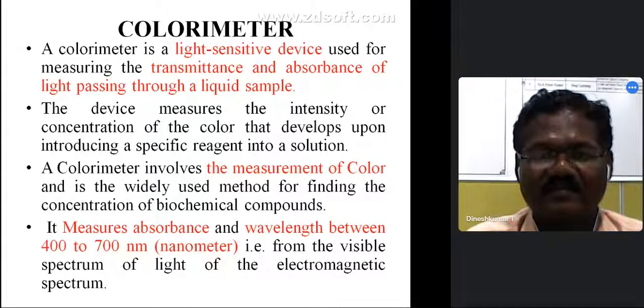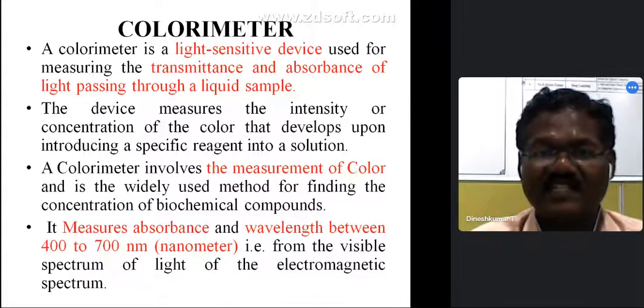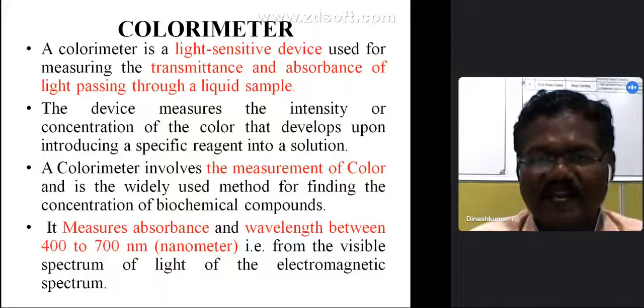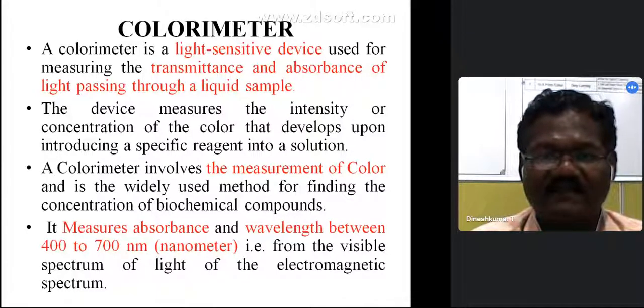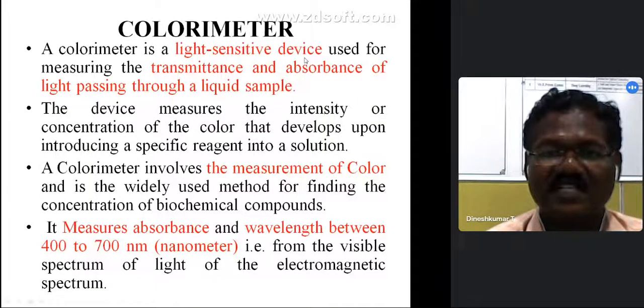Okay, the basic and very important topic for a sensor is sensitivity and selectivity. We want to select a particular value and sense the correct value. This is very important for a sensor. So here we are looking at the light sensitive device.